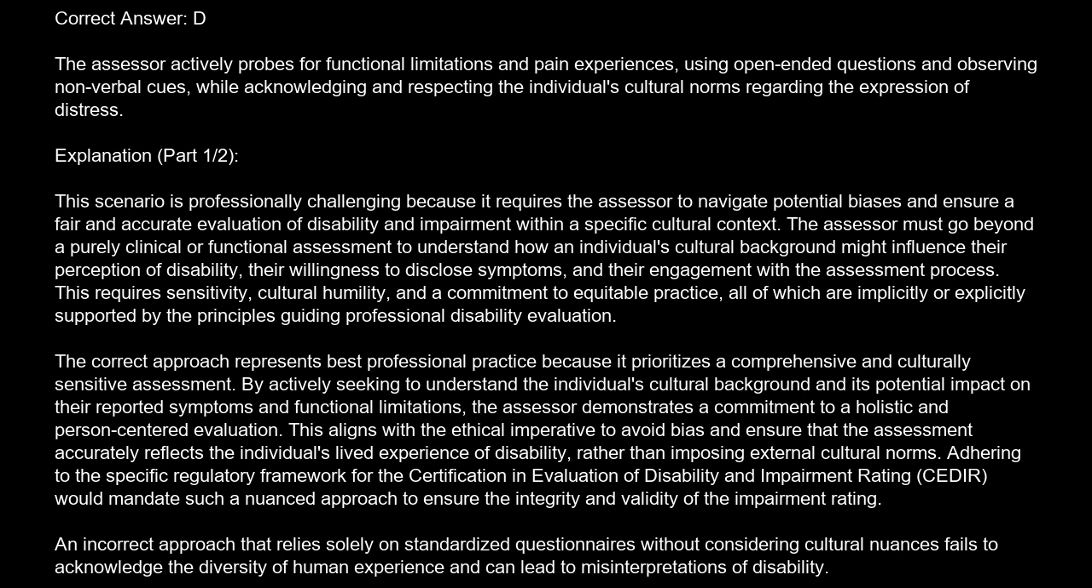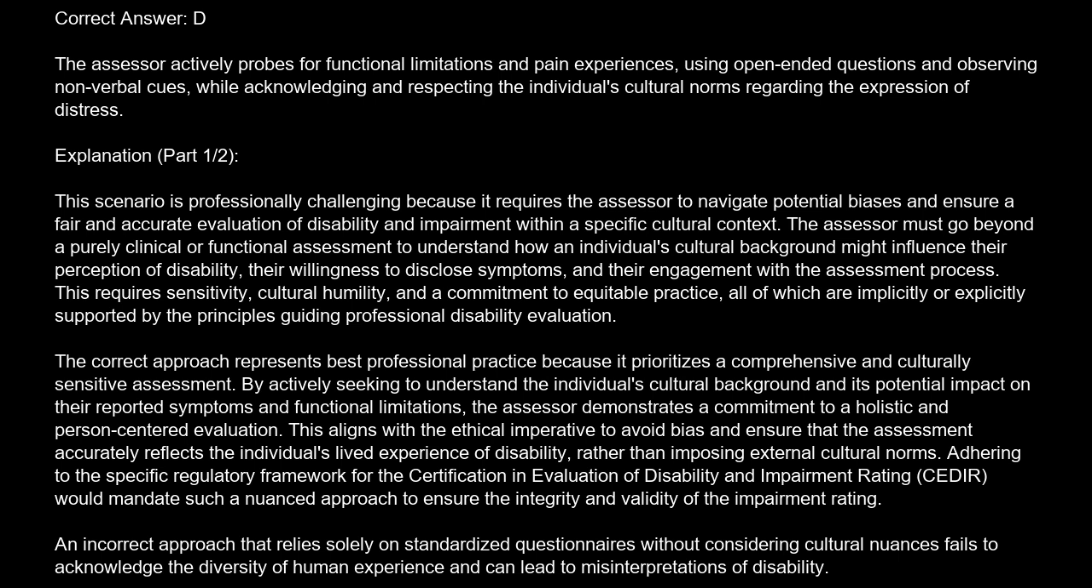Explanation. This scenario is professionally challenging because it requires the assessor to navigate potential biases and ensure a fair and accurate evaluation of disability and impairment within a specific cultural context. The assessor must go beyond a purely clinical or functional assessment to understand how an individual's cultural background might influence their perception of disability, their willingness to disclose symptoms, and their engagement with the assessment process. This requires sensitivity, cultural humility, and a commitment to equitable practice, all of which are implicitly or explicitly supported by the principles guiding professional disability evaluation.